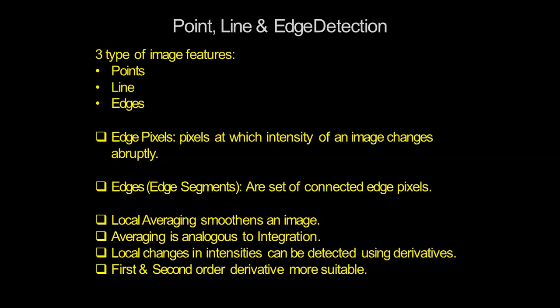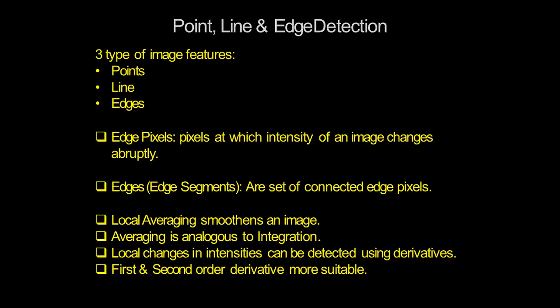Now, there are three image features which we are going to consider for segmentation. One is called the point, the second is called the line, and the third is called the edge. So we have three features on the basis of which we are going to go for segmentation. Now, an edge pixel is a pixel at which the intensity of the image changes abruptly. That is your edge. Edge segments are sets of connected edge pixels.